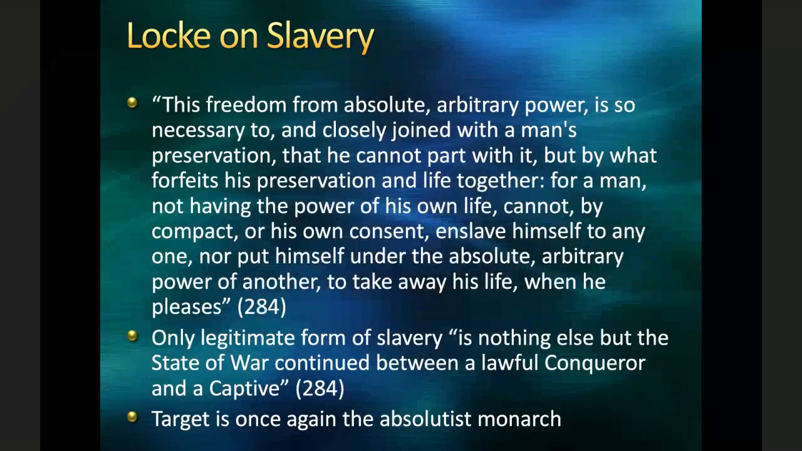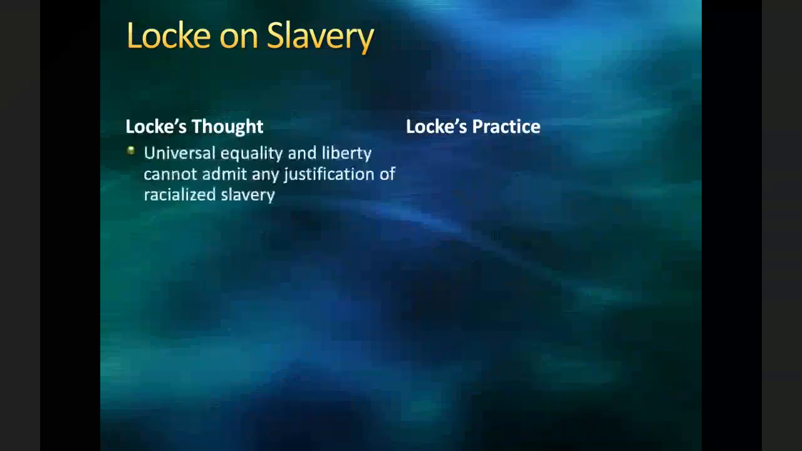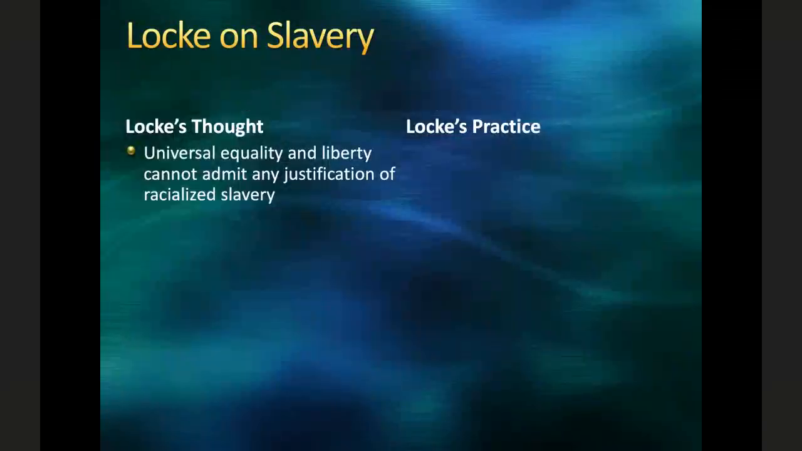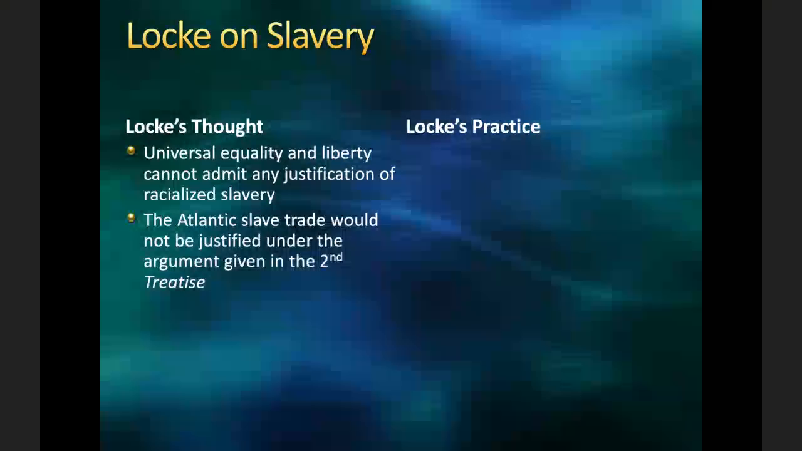Then it sets up a problematic tension in Locke's thought. Because from the perspective of Locke's thought, the universal equality and liberty means that there can't be any justification of racialized slavery. The Atlantic slave trade would not be justified under the argument given in the Second Treatise. The Atlantic slave trade is not of the kind of lawful state of war continued between the lawful conqueror and captive. That's just fundamentally not the case. So under Locke's thought, there would be no justified conception of slavery.